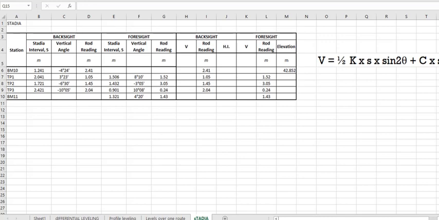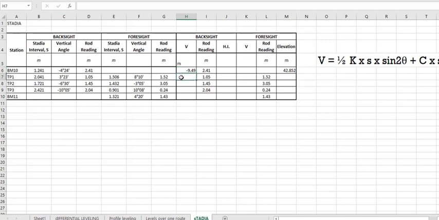Okay, for BM10, 1 half times K of 100 times S of stadia interval 1.241 times sine of 2 theta. The theta is 4 degrees 24 minutes, and don't forget the negative sign. So, the value is negative 9.49 meters. So, put the sign on the value.